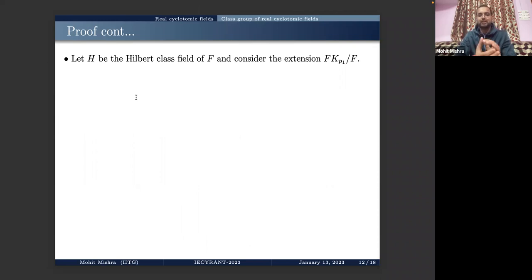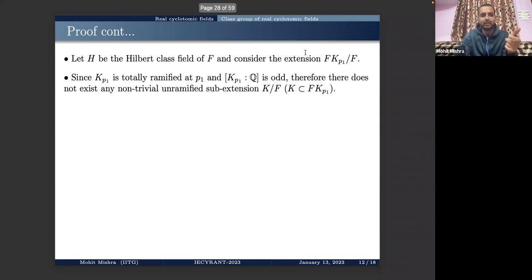Let H be the Hilbert class field of F and consider the compositum of F and K_P1. Now we know that the degree of K_P1 over Q is odd, and F is a real quadratic field, meaning the degree of F over Q is 2. Also, for each prime P, the cyclotomic field Q(zeta_{P^A}) is totally ramified at prime P. So any subfield of that field is also totally ramified. So we know that K_P1 is totally ramified at prime P1.